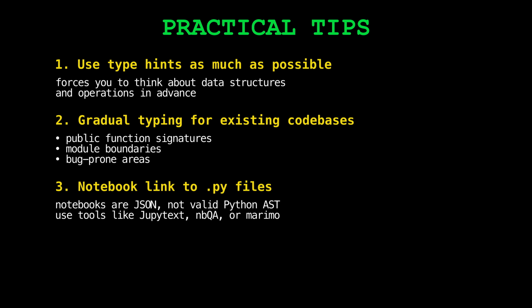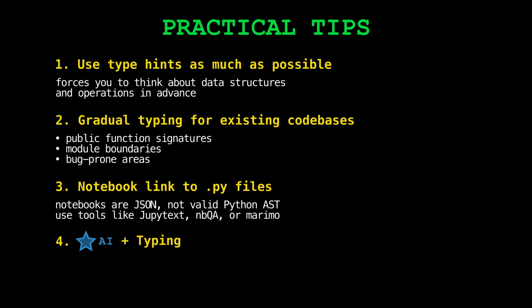But one of the greatest advantages of open source software development is that someone else has probably already solved your problem. For notebooks, you can use tools that can link each notebook to a Python file and then run the type checker on the associated Python file. Below, you will find some links to tools that can do this.